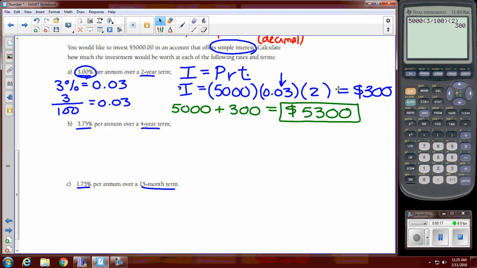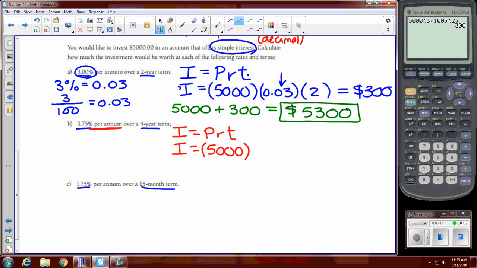The next question, we're earning 3.75% per annum. This per annum just means per year over a 4-year term. So again, we're talking simple interest. The question said that above. Our interest, the principal, we're still investing $5,000. Our interest rate now is 3.75. So we're going to say 3.75 out of 100. That'll convert that to a decimal. And now it's in for 4 years. The term is 4 years.